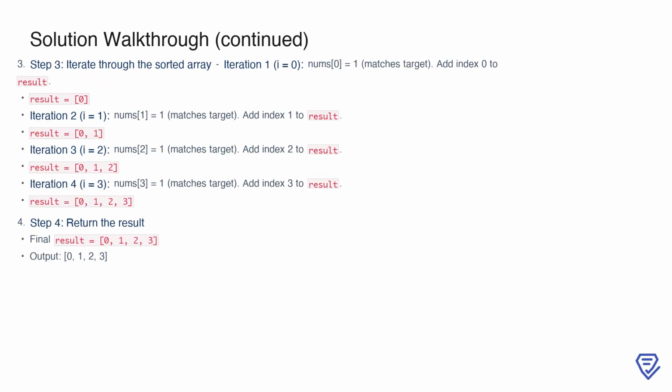During the iteration, at index 0, the value is 1, which matches the target, so we add index 0 to result. At index 1, the value is again 1, so we add index 1 to result. Similarly, at index 2, the value matches the target, so we add index 2 to result. Finally, at index 3, the value is 1, so we add index 3 to result. After completing the iteration, result contains 0, 1, 2, 3, which are all the indices of the target value in the sorted array. We then return this list as the output.